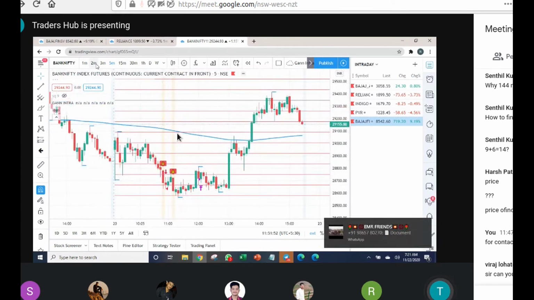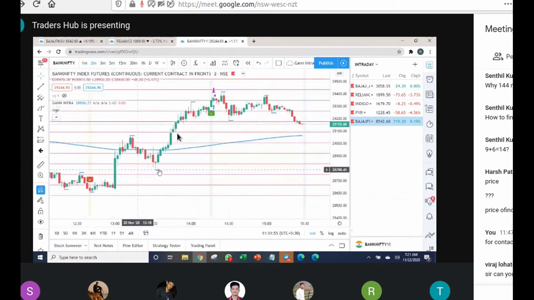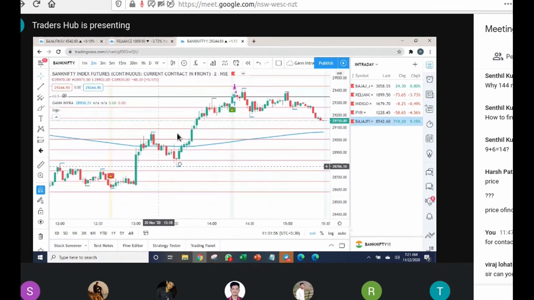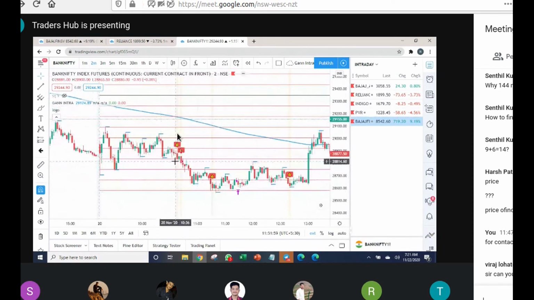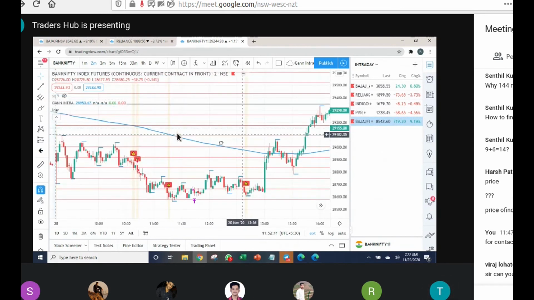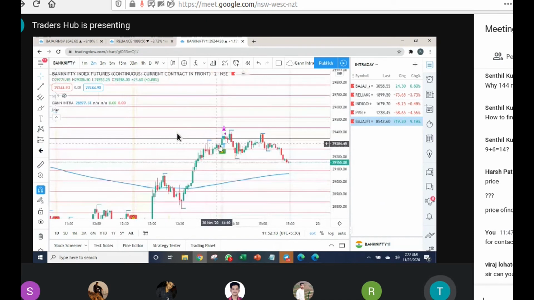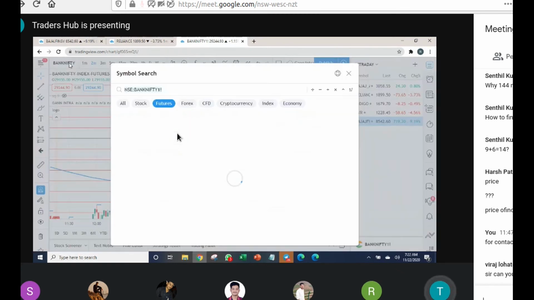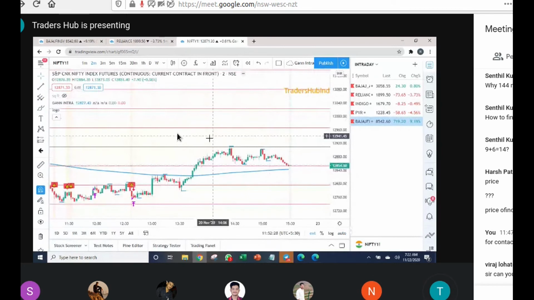I will use about a 2 minute chart. You get around 300 points in the morning, and see, it is exactly obeying our reference price. Here it acts as a resistance. And if you go and check the Nifty, see our reference price, it stopped exactly at our reference price.